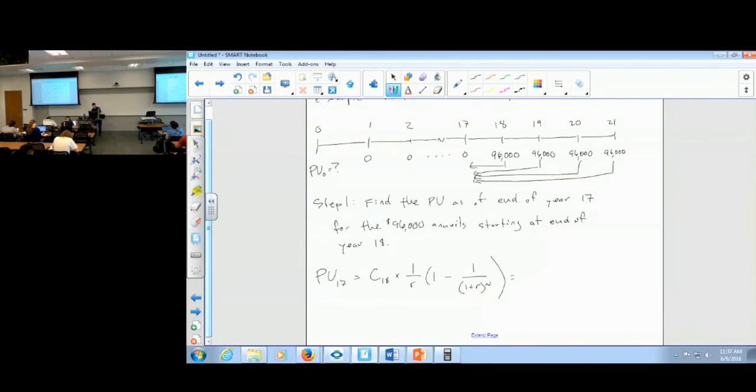And those of you guys that are already using the formula sheet, it's written slightly different on your formula sheet. Instead of doing C times 1 over R, it just goes ahead and divides C by R. Those are exactly the same thing. All right, so it's written like this in the formula sheet.